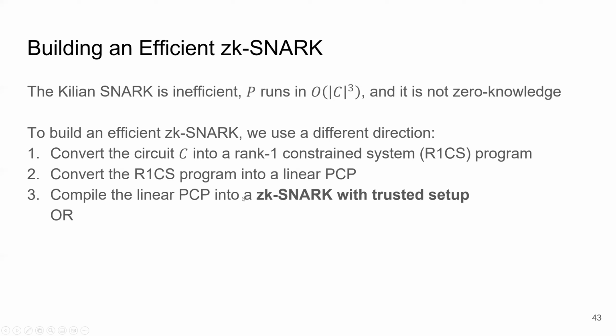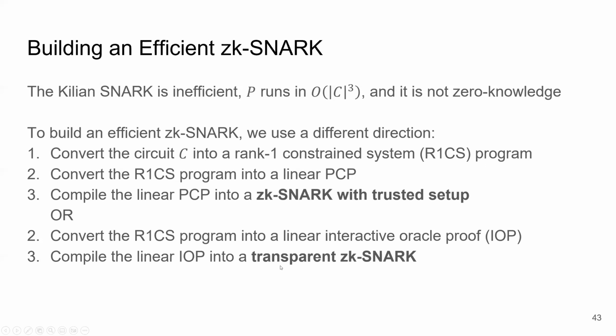These are the 3 steps that we would take if we're trying to build a ZK SNARK with a trusted setup. If we're trying to build a ZK SNARK with a transparent setup, we would instead, for step number 2, convert the R1CS program into a linear interactive oracle proof, a linear IOP. And then we would compile the linear IOP into a transparent ZK SNARK. The last leg of this lecture, which is probably going to spill over into next week, is going to demonstrate how to do both, so we end up learning how to build ZK SNARKs with trusted setups and transparent ZK SNARKs. Questions before we begin?